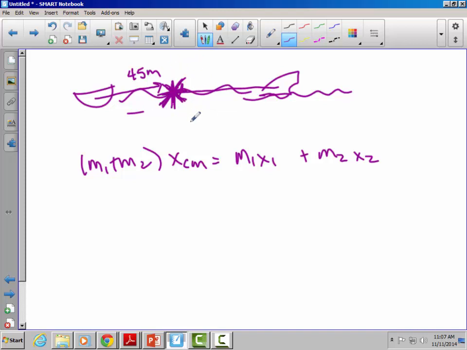So this problem's kind of easy because we don't have any external forces acting on the boat or the shark because there's no friction. If there was friction, then things would be a little bit more complicated, but we're not going to journey down that road just yet, or possibly ever. So for this case, it's going to make things super easy if I set my center of mass as my 0 location.